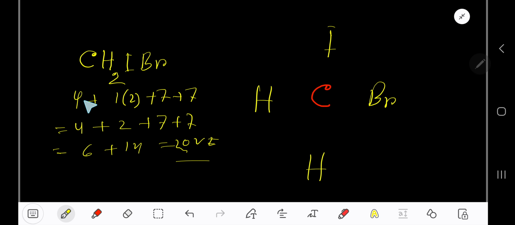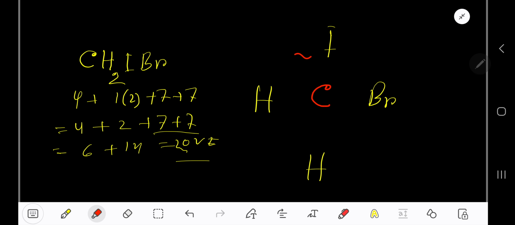Bromo-iodomethane. Carbon has 4 valence electrons, hydrogen has 1 multiplied by 2, iodine has 7 valence electrons and bromine has 7. So basically we have 4 plus 1 times 2, 2. 7 plus 7, 14. 4 plus 2, 6, plus 14, 20 valence electrons.